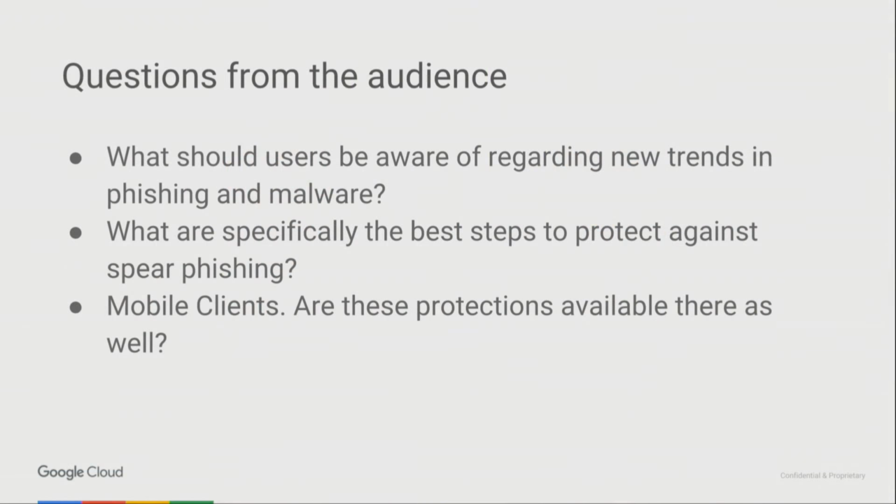Okay, so the third question is for mobile clients. Are all these protections available there as well? Yes, most of them are. Sometimes the challenge, of course, is how do you show these cues in a reduced UI? But for example, the banners that we saw, they're all available. And all the stuff that is based on server-side functionality, like DLP or rejecting on delivery, and putting in the spam folder, that's also all available.